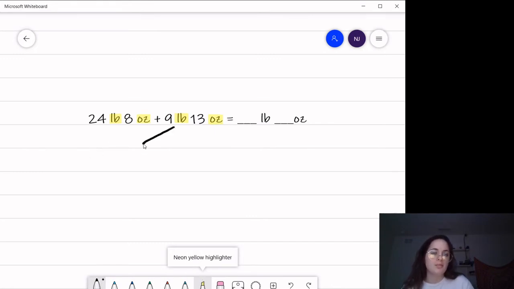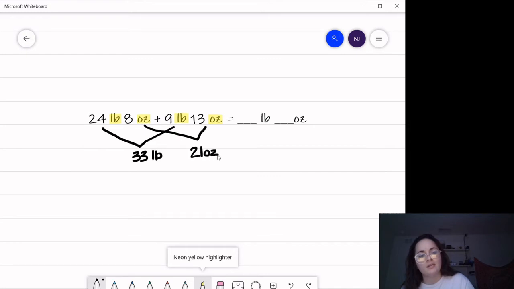So I'm going to add 9 pounds plus 24 pounds. That is going to give me 33 pounds. And then I'm going to add my 8 ounces plus my 13 ounces, and that is going to give me 21 ounces. So my answer is 33 pounds, 21 ounces.